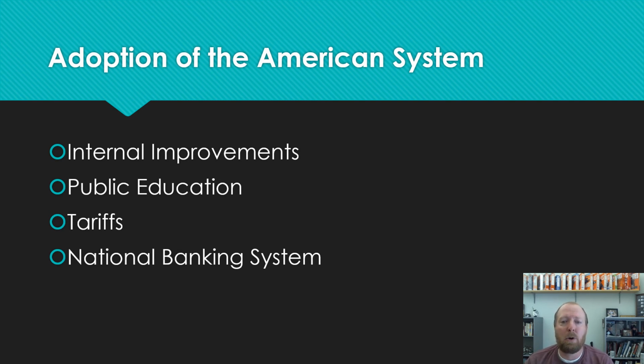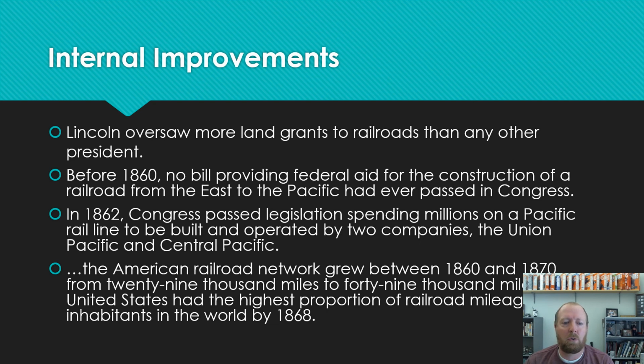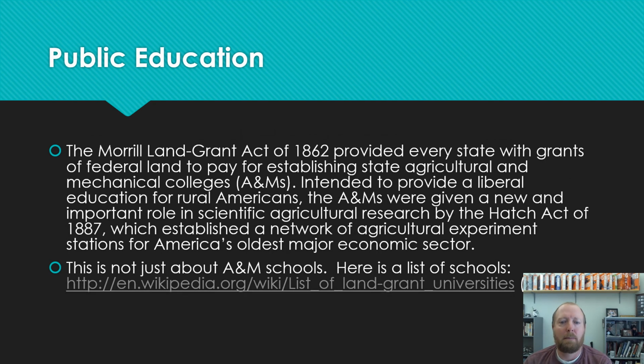Tariffs are a way to promote American economies, and they're in favor of tariffs, and in favor of a national banking system. Just to show, you look at this slide and some of the things in the book: Lincoln oversaw more land grants to railroads than any other president. That is, the government would grant the land to the railroad company, who would then build and finance those railroads. Public education, the Morrill Land Grant Act designated land in every state to build colleges.